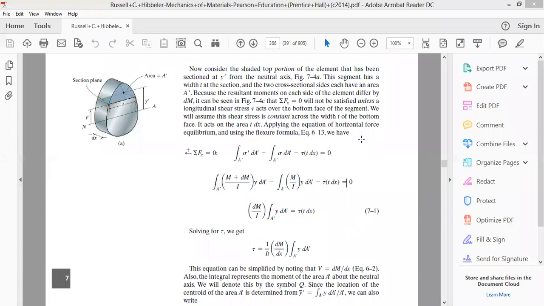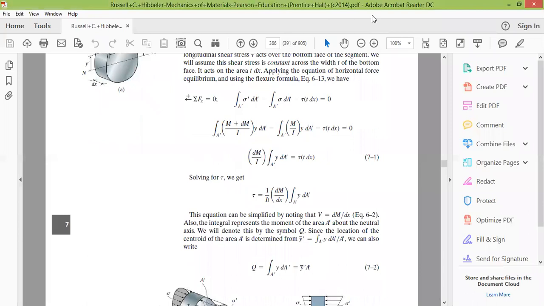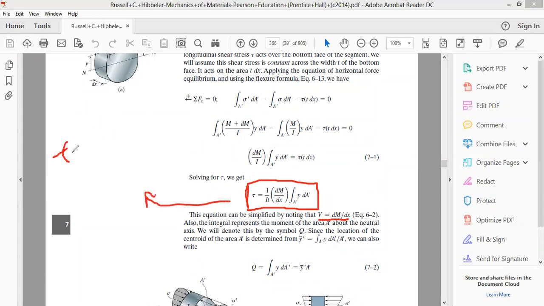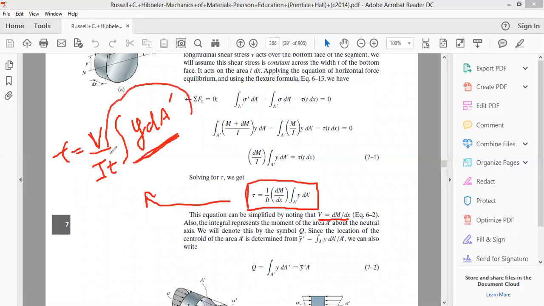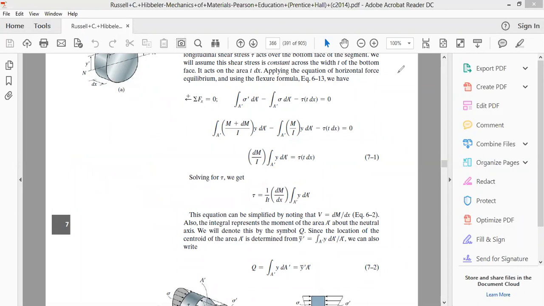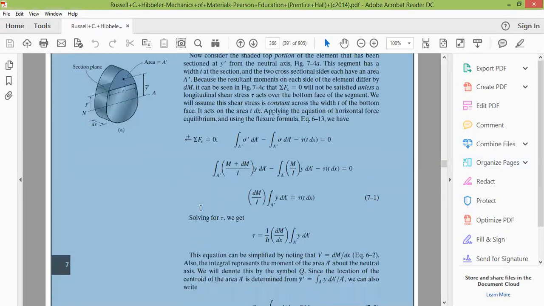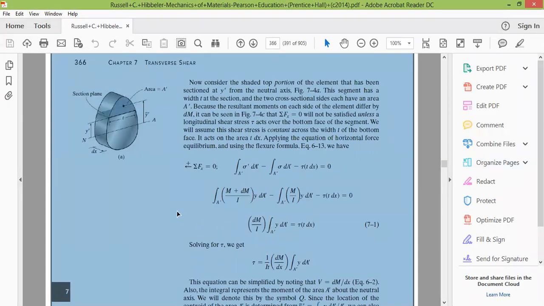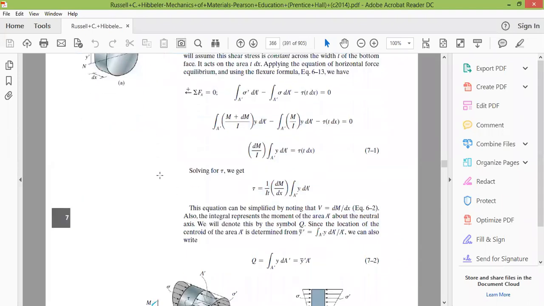So if we are asked which formula we use for the calculation of the shear stress by using the force balance, the formula that we have is tau is equal to 1 by I t, dM by dx, integral y dA. Now, we know dM by dx is equal to V, so this formula can also be written as tau is equal to 1 by I t multiplied by V, integral y dA prime. Now let's see what this y dA prime means. This y dA prime has something to do with the centroid of this area. That's what has been written.